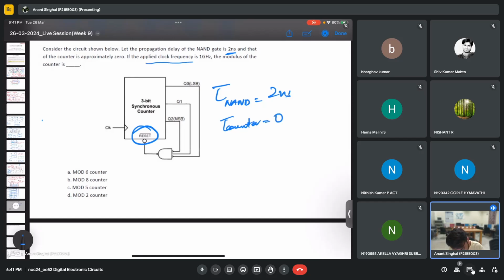If the applied clock pulse is 1 gigahertz frequency, then the modulus. So mod is fine. We need to again find the mod of the counter. So 1 gigahertz means the time period is 1 by 1 giga, that is 1 nanosecond. So every clock is getting positive edge triggered in 1 nanosecond.